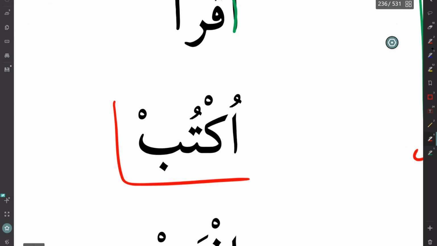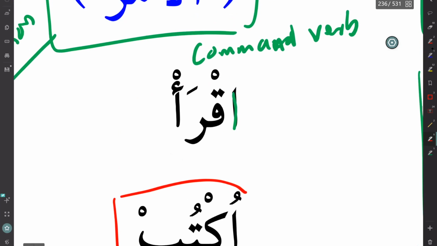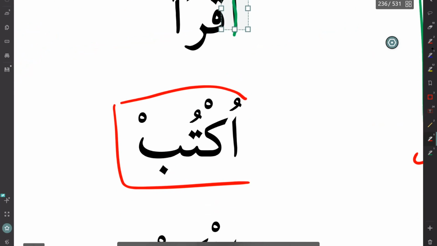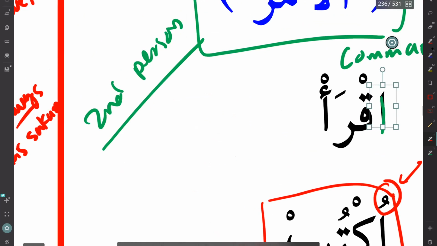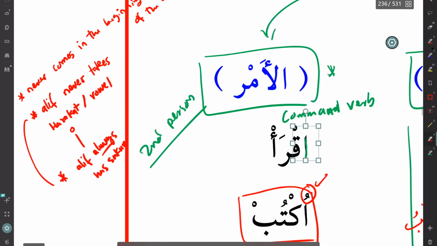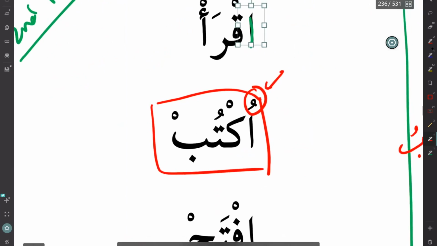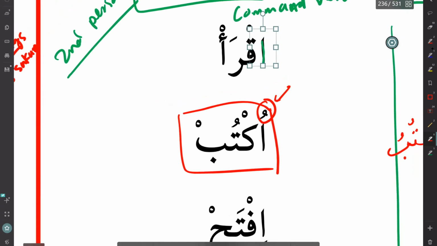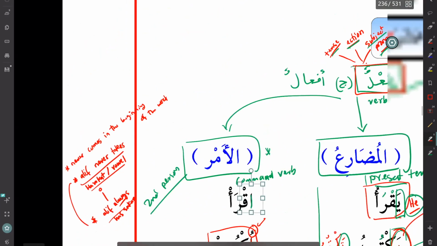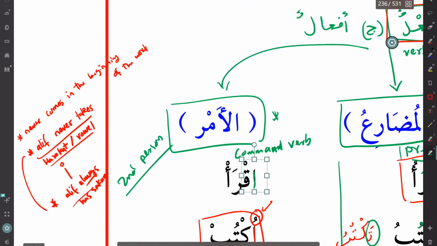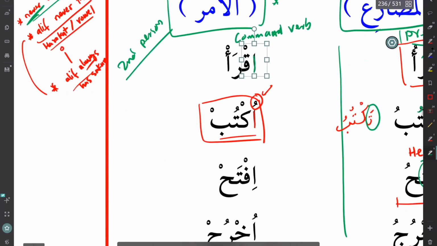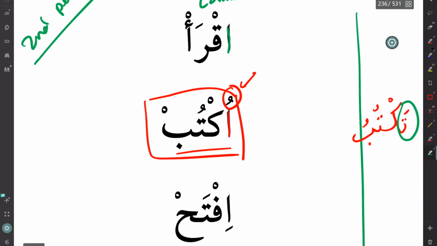For example, here we have uktubu. In this one they didn't write the haraka, inshallah we'll talk about this. But here they clearly wrote uktub, so we have a dhamma here, which breaks the first rule: alif can never take haraka, and it always needs to be in sukun. That's not good, right? Also, this is the first letter of the word, which breaks the second rule: alif never comes at the beginning of any word. So it's clearly at the beginning of the word.